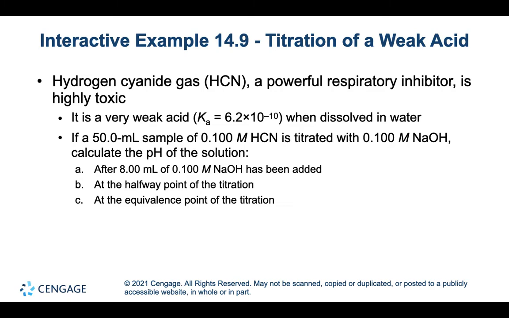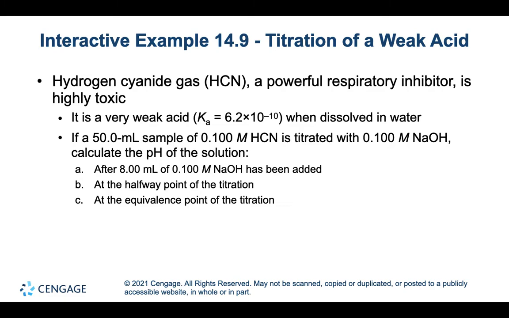Okay, so let's say we have a weak acid, HCN. It's dissolved in water. It's really weak, Ka 6.2 times 10 minus 10. We have a 50 milliliter sample with 0.1 molar, and then we're titrating it with 0.1 molar NaOH. They've got us calculating the pH after 8 milliliters of the 0.1 molar NaOH has been added, at halfway to the equivalence point, and then at the equivalence point.